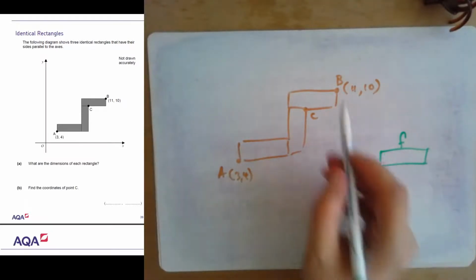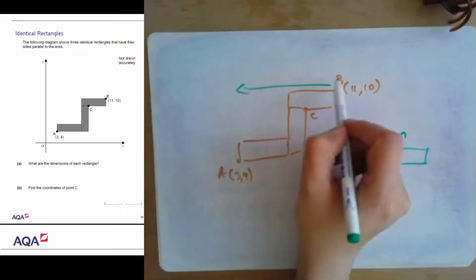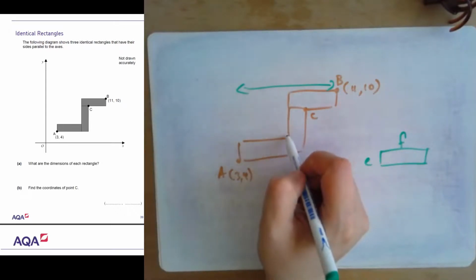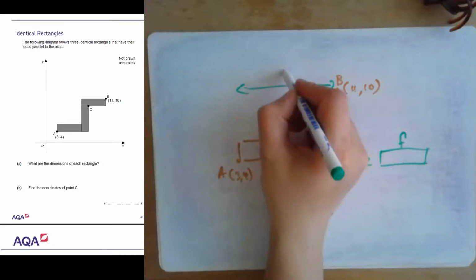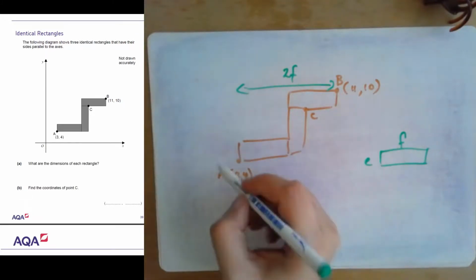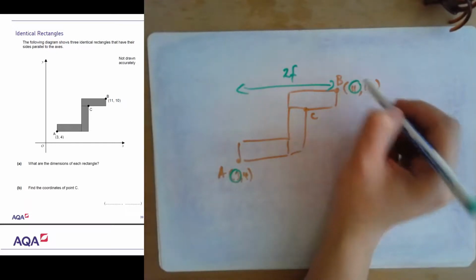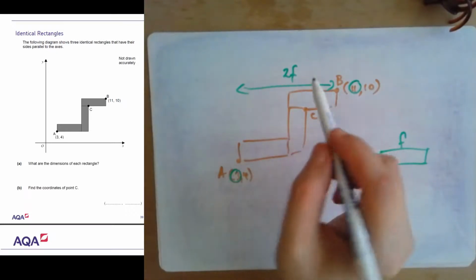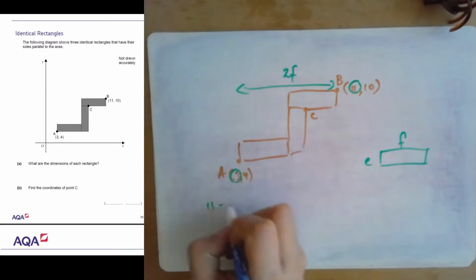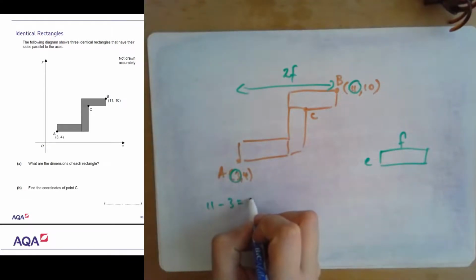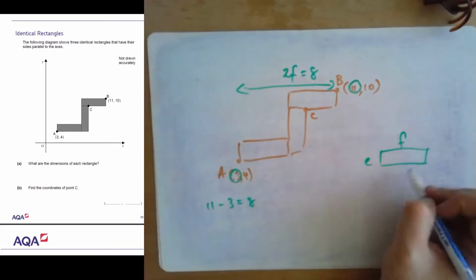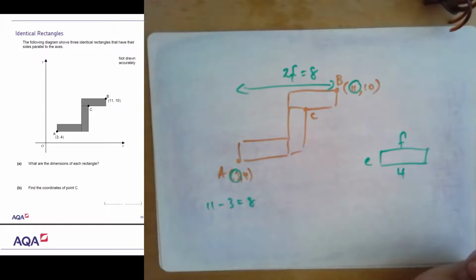So in order to find out this, I know that this is 1F there. So I've got an F there. And if I go down here and I bring that up, that means I've got 2F, right? So I know that's my X coordinate. So I've got a 3 and 11. So I know 2F is the difference between these 2 coordinates. So 11 take away 3 equals 8. Okay, so this equals 8. So F must equal 4.